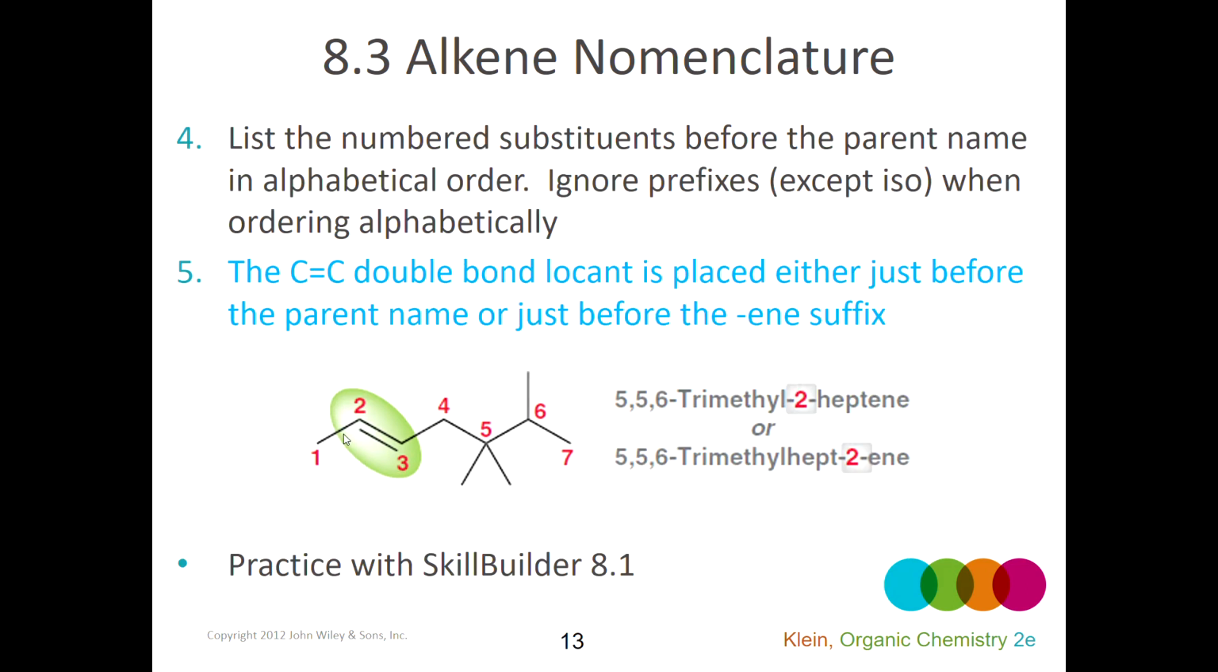When you give the location of the double bond, there are actually 2 different ways you can do it that are both perfectly correct and both acceptable. And that is to put the number 2, since the double bond starts on carbon 2, right before the entire parent name, or you can insert it right before the suffix. Either way is fine with me. So that's totally fine either way.